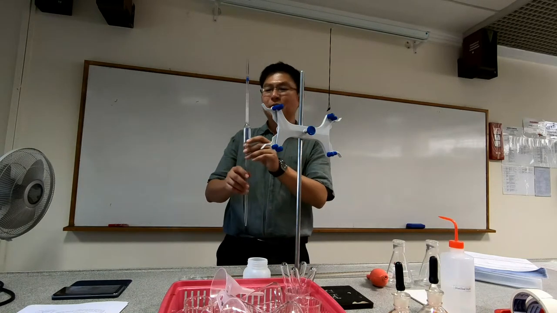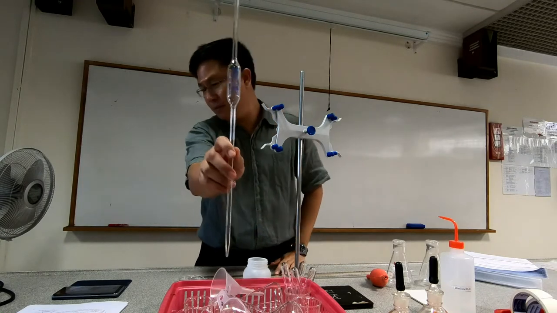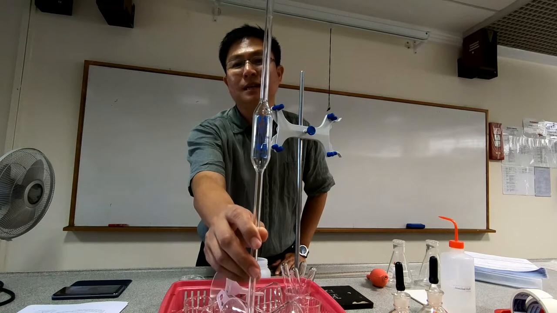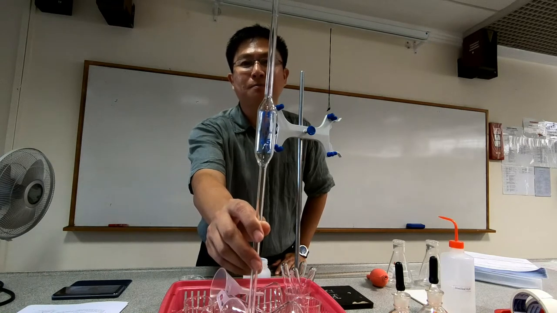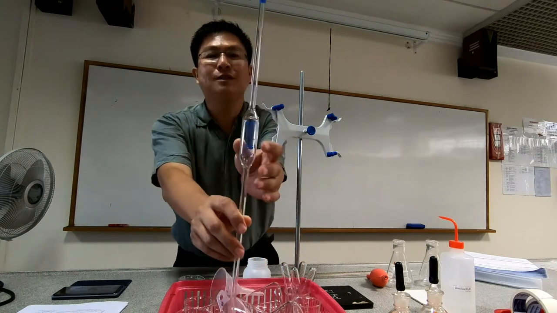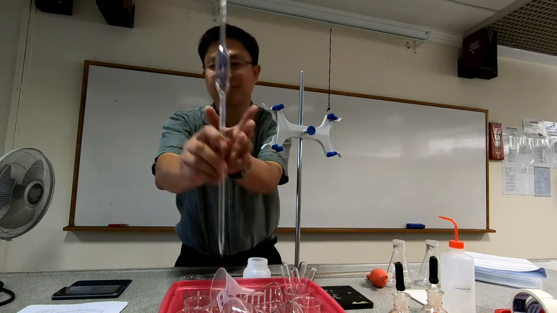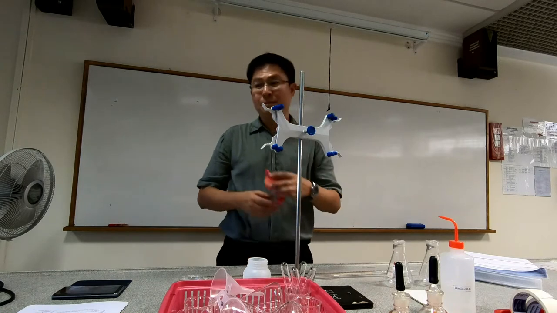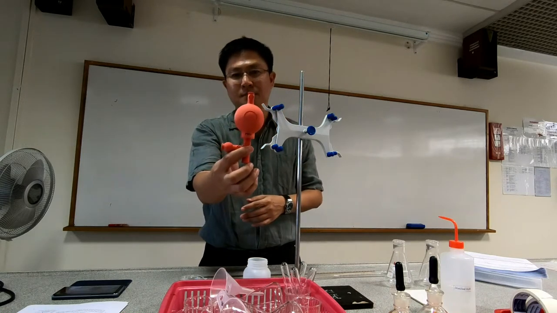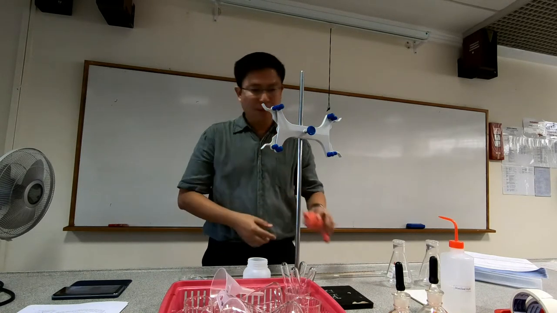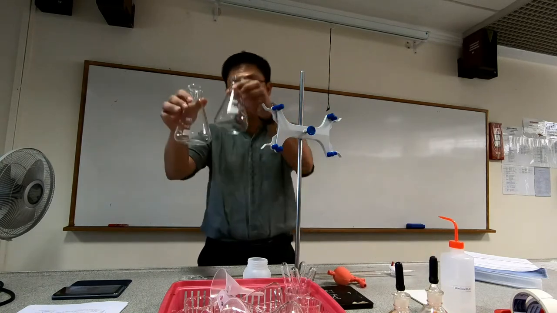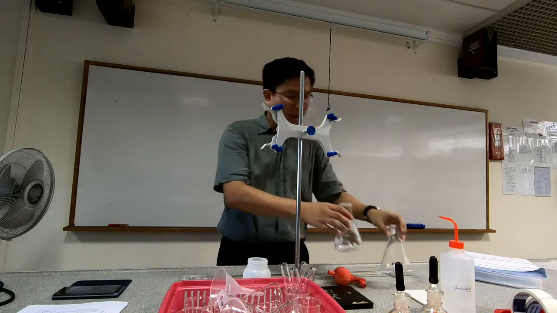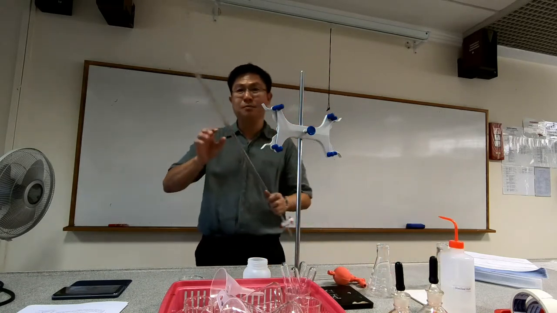Now, I'd like you to take a look at this pipette clearly. First of all, note that it's a 25 cm3 pipette, which is actually written on the pipette itself. Next, we have a pipette filler. We have two conical flasks. We have a 50 cm3 burette.